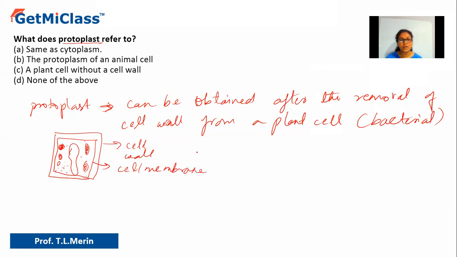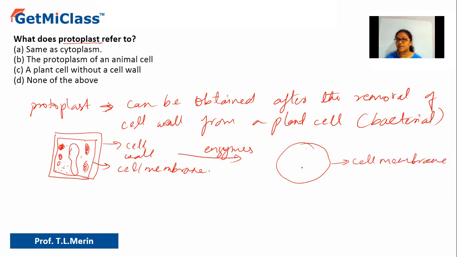Now, when we treat the cell with enzymes, that is lytic enzymes, which will lyse the cell wall, what we get is a protoplast. This has just the cell membrane, not the cell wall, because the cell wall has been digested by the enzyme. Of course, now the shape of the cell will change. Why? Because the cell wall is necessary to maintain its shape, but here it has become a different shape because it has lost its cell wall.